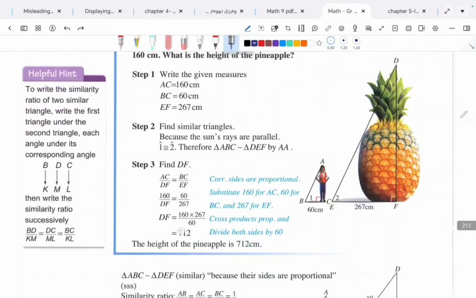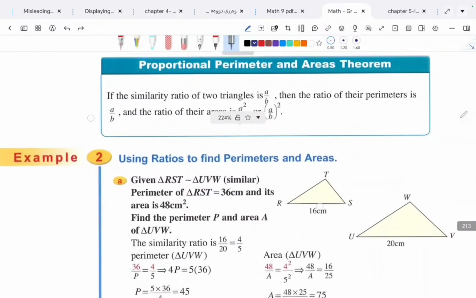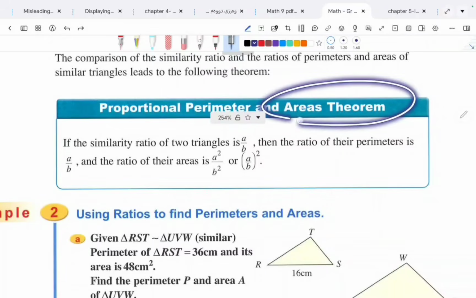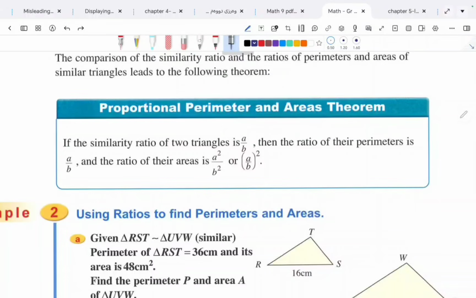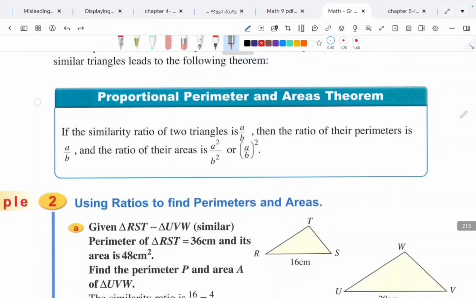Okay, I'm gonna start with the easiest case, which is the proportional perimeter and areas theorem. They say what? If the similarity ratio, pay attention about this point, if the similarity ratio of 2 triangles is A out of B, then the ratio of the perimeter is A out of B too. So they are the same. Similarity ratio and ratio of their perimeter are the same always.